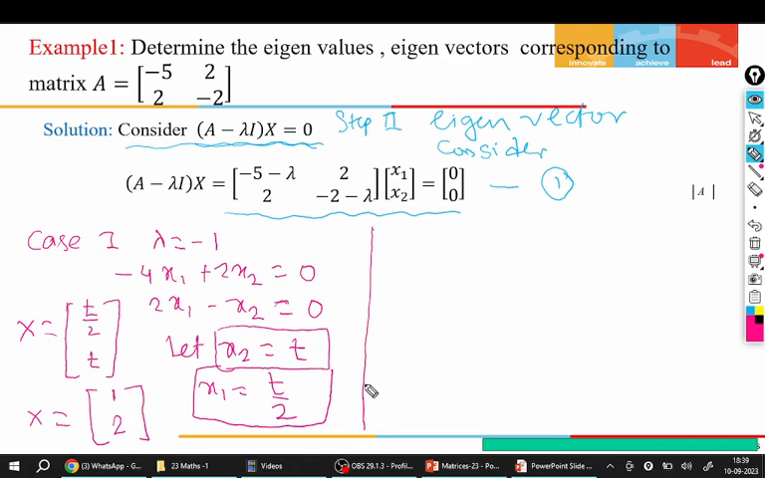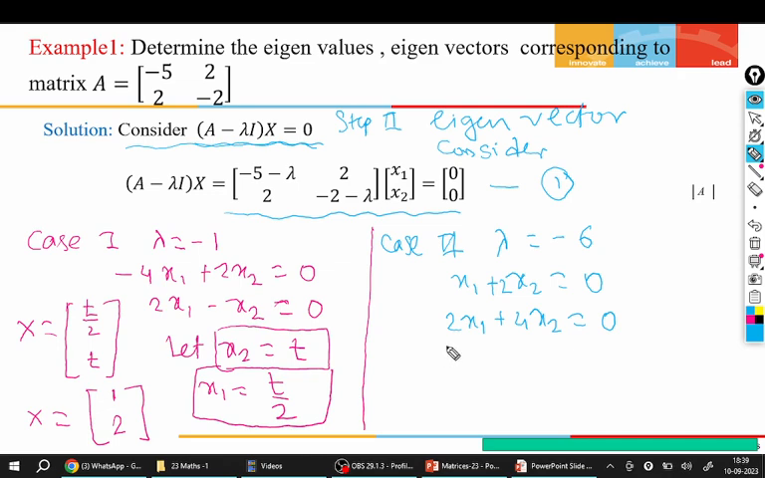So we got the eigenvector for lambda equal to -1. Now we'll move to case 2, where lambda is -6. For lambda equal to -6, if you replace in this, -5 plus 6 is 1, so x1 plus 2x2 is 0. That is the first equation. The second equation is 2x1, minus 2 plus 4x2.